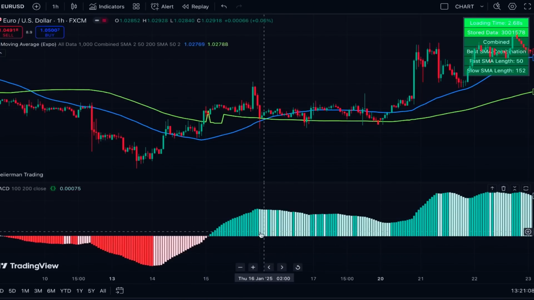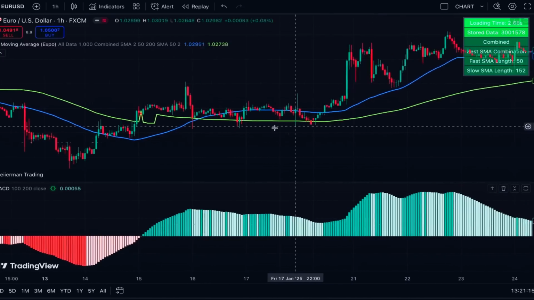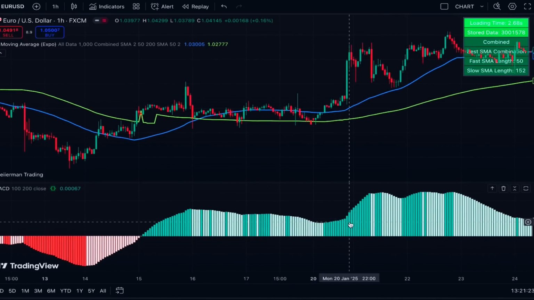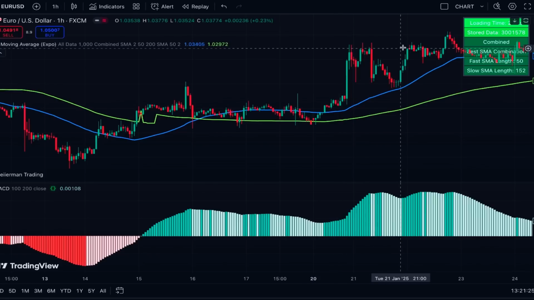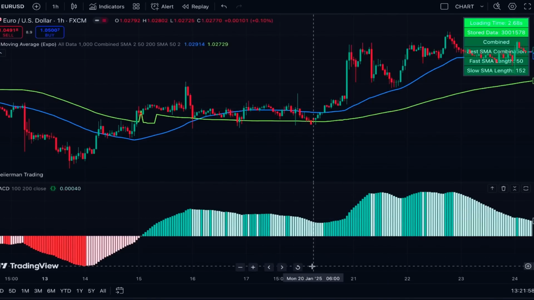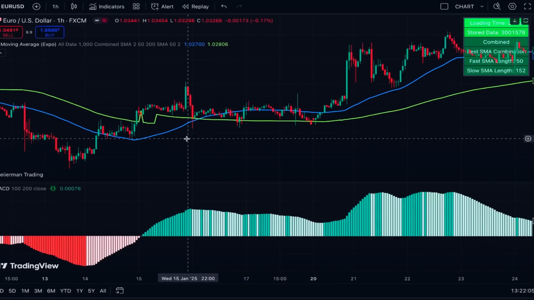On the other hand, when the histogram is above the center line and green, this shows that the market is trending up. In times that the bars are dark green, it shows that we have increasing upside momentum, and when they become light green, it shows that the upside momentum is weakening. And these characteristics of the MACD histogram with the special settings that we made will help us to take higher probability signals based on the crossovers of these two moving averages.